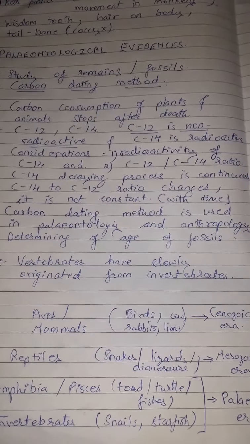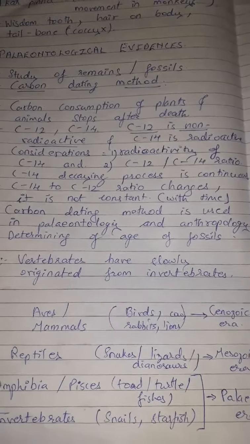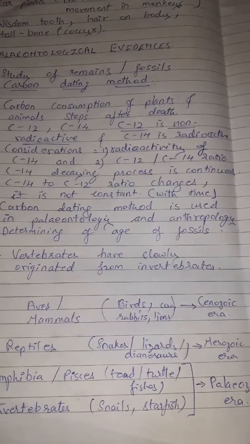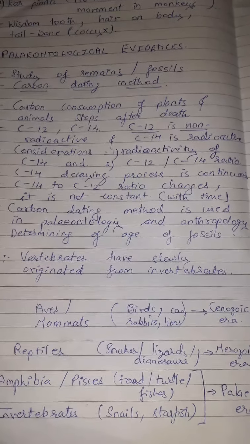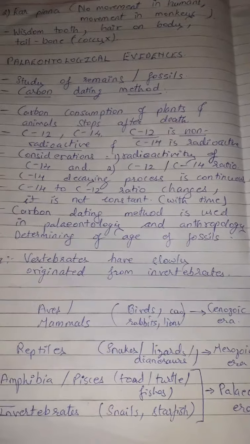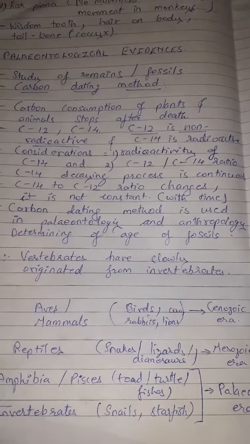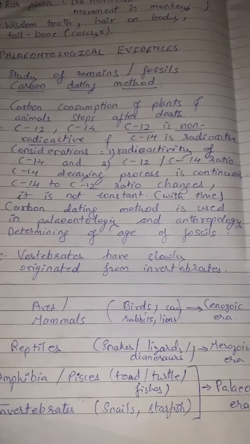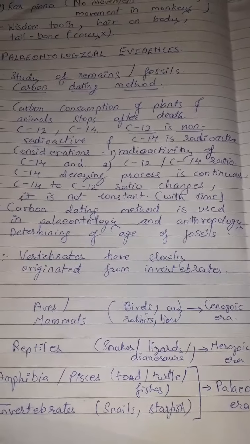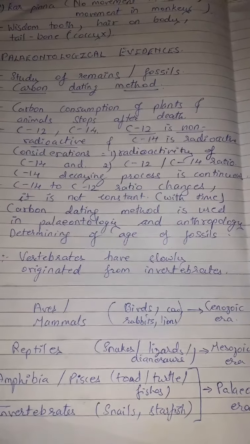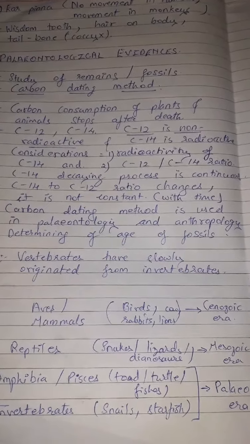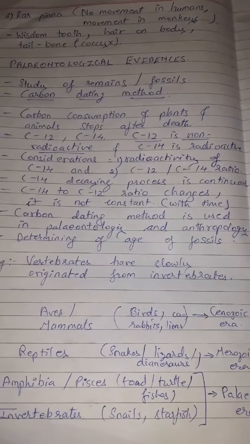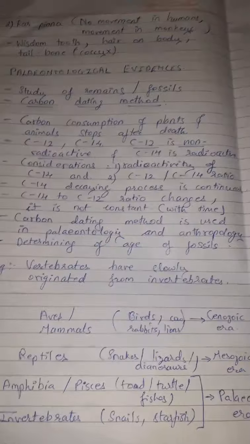Radioactive elements, I hope you all remember. You have studied it in 8th standard and 9th standard. Now, this radioactive C14 isotope of carbon can be easily detected because of its radioactivity, and it is compared with C12. So, like this, the ratio of C12 and C14 is studied in this carbon dating method.